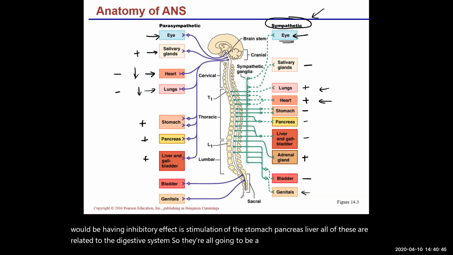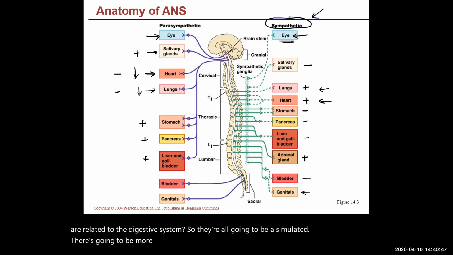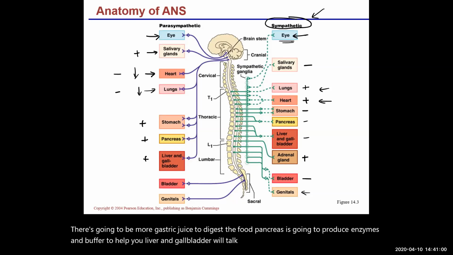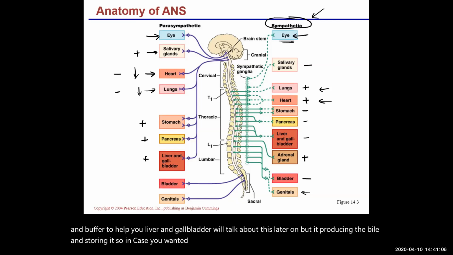There's going to be more gastric juice to digest the food. Pancreas is going to produce enzymes and buffer to help you. Liver and gallbladder, we'll talk about this later on, but it's producing the bile and storing it. So in case you wanted to digest different molecules such as fat and so on. In terms of the urinary bladder, now you're relaxed, you could urinate, all right?